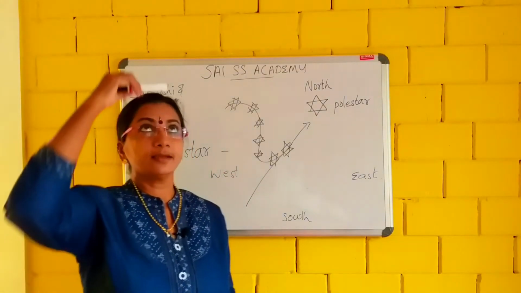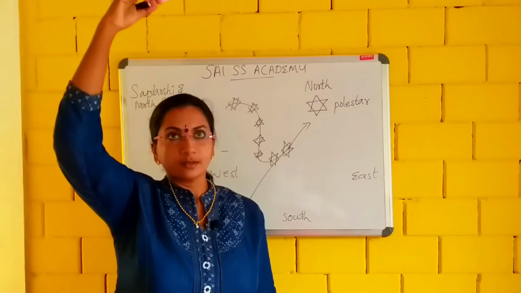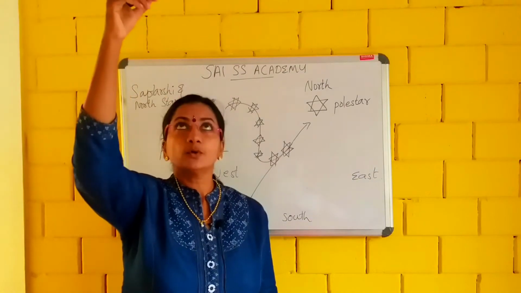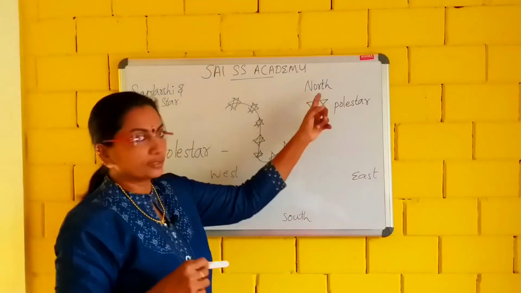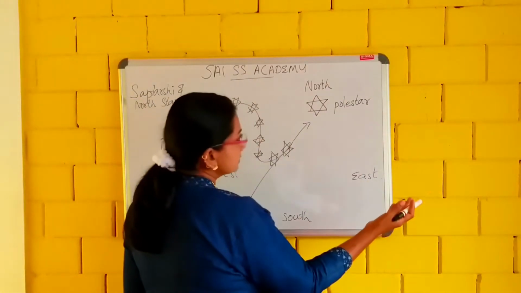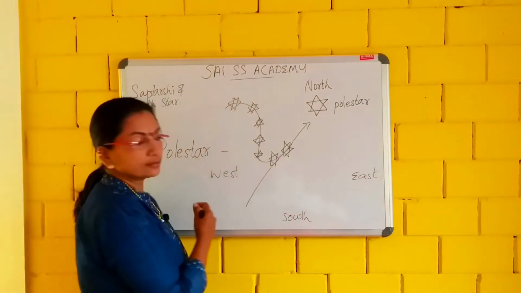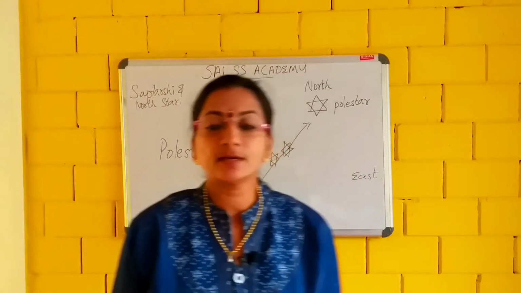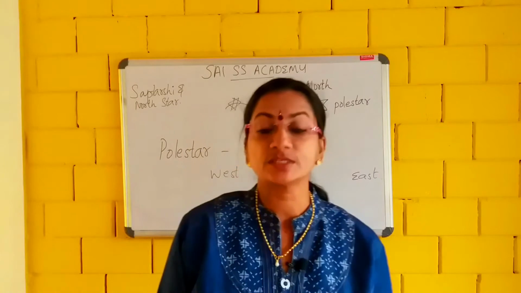Before that I have to say about the directions. Always remember that in any figure we are looking at, the topmost part is the north, below it is the south, the right hand side is the east, and the left hand side is the west. Got it? The pole star always remains in the same position in the sky.